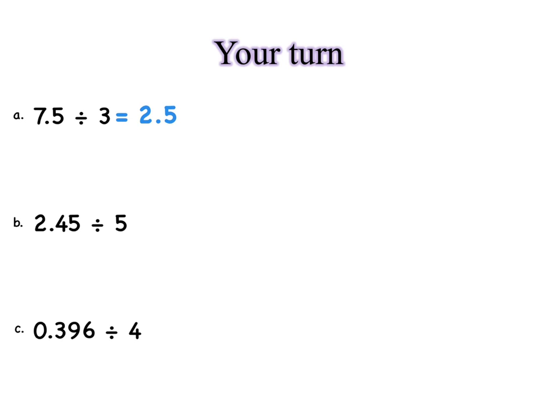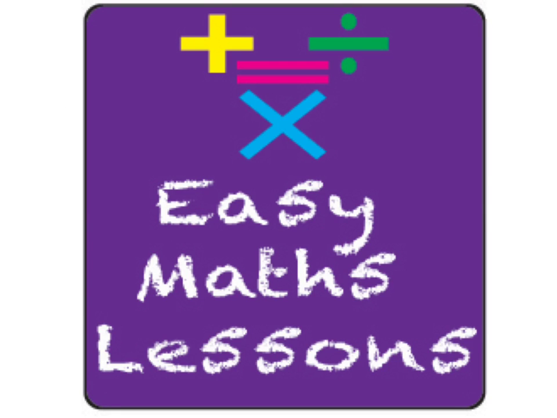There we go. So 7.5 divided by 3 is 2.5. 2.45 divided by 5 is 0.49. And the last one, 0.396 divided by 4 is 0.099. I hope you are now more confident on dividing by decimals.